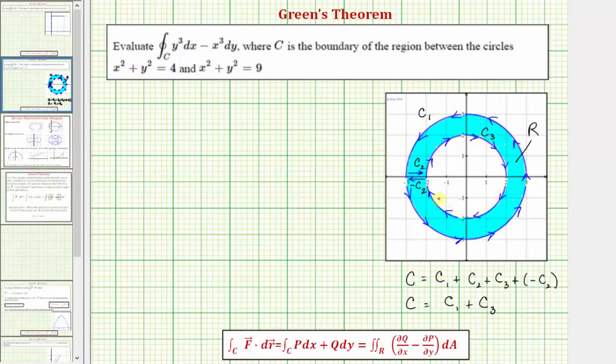And then we go back over to here and back out to the outer circle to make a simply connected piecewise smooth curve that traces out the region R, which means our curve C could be defined as C sub 1 plus C sub 2 plus C sub 3 plus the opposite of C sub 2, and simplifying we get the curve C is equal to C sub 1 plus C sub 3. So this is one way we can trace out the region R to satisfy Green's theorem.